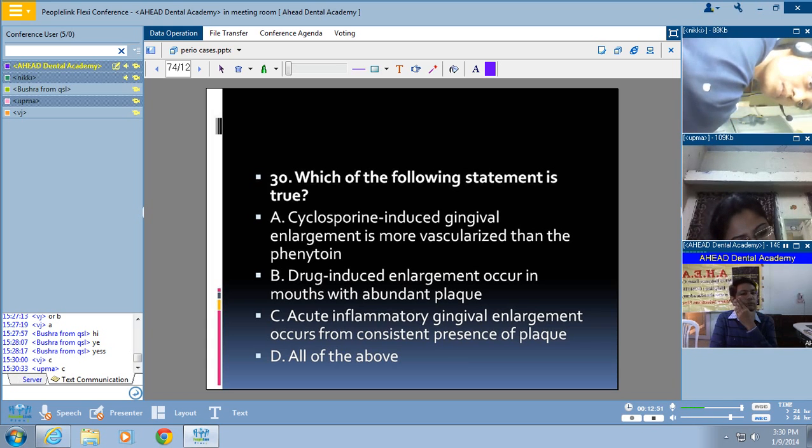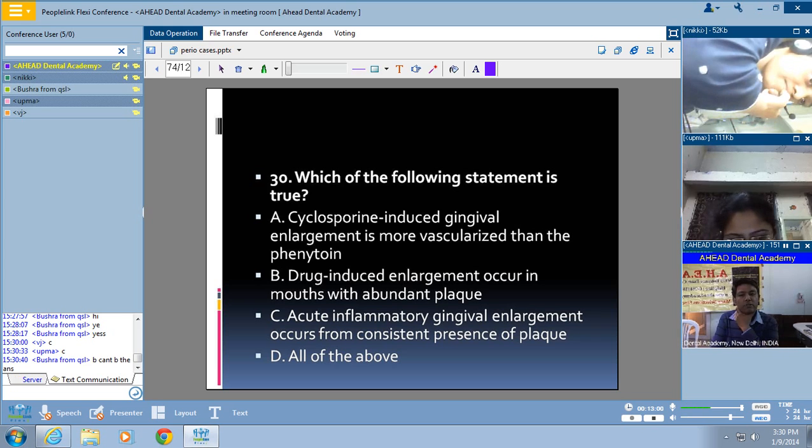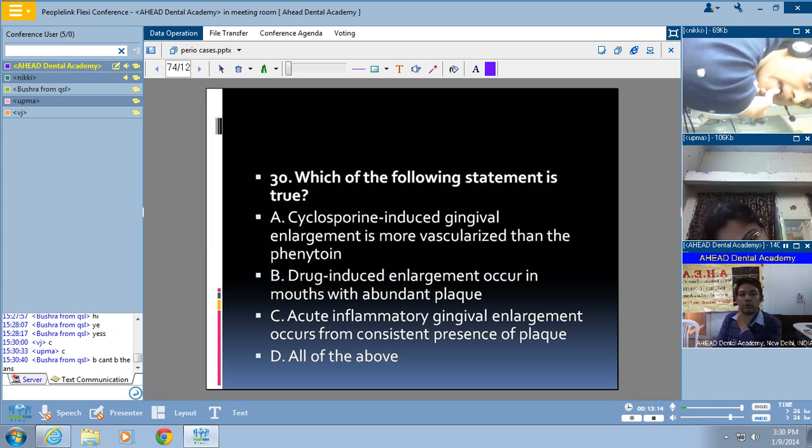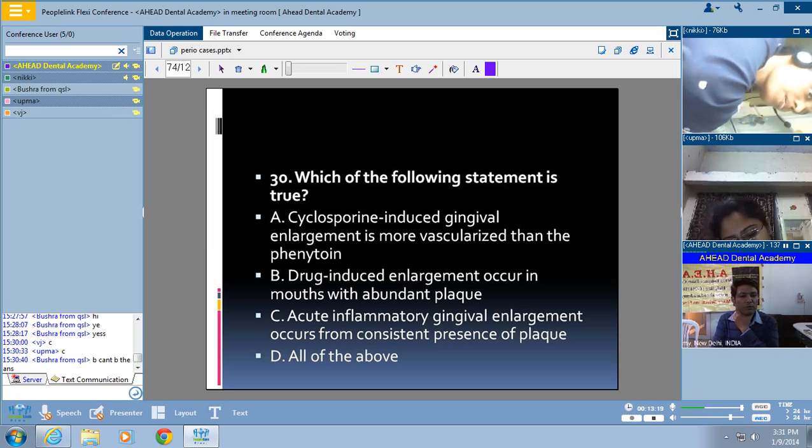See, if any one of these statements is false, that means D cannot be the answer, right? Bushra is very true in saying that drug-induced enlargement does not necessarily occur in mouths with abundant plaque. You just need a drug which can cause an enlargement, and even with minimal amounts of plaque, the response would be magnified. So B is a false statement, and D also cannot be the answer. So we are left with A and C.